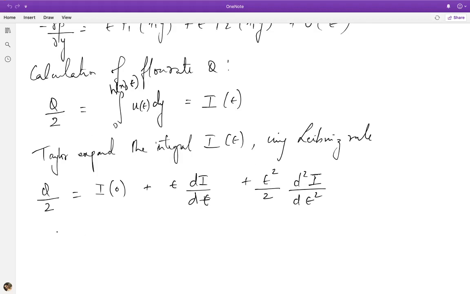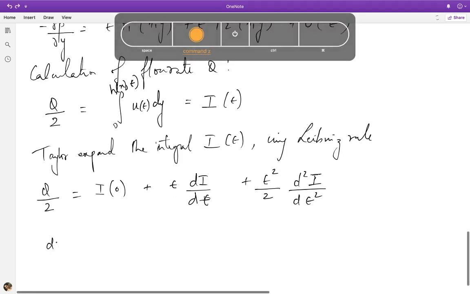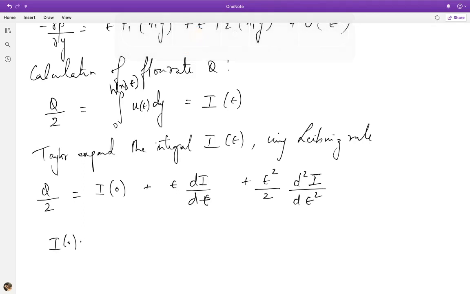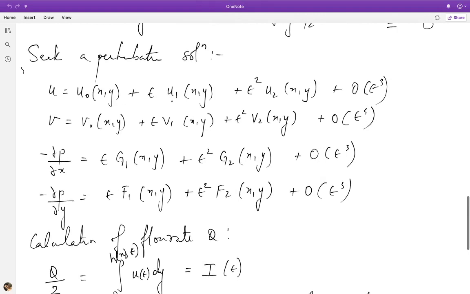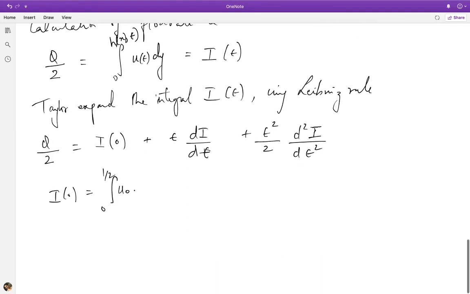Alright, so now let's look at what dI by d epsilon is. So before that, it's obvious immediately that I of epsilon is just integral 0 to half. Now u when epsilon is 0, if you look at our power series solution, is just u naught. So this is just the flow rate through flat plates if epsilon was 0. So that's what we'd expect to be the first term in the approximation. But now dI by d epsilon, of course I forgot to say, evaluated at epsilon equal to 0. But to do that, we first have to calculate dI by d epsilon and only then substitute epsilon equal to 0. So let's see what dI by d epsilon is in general.